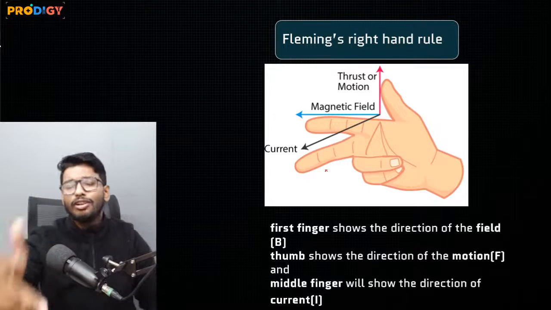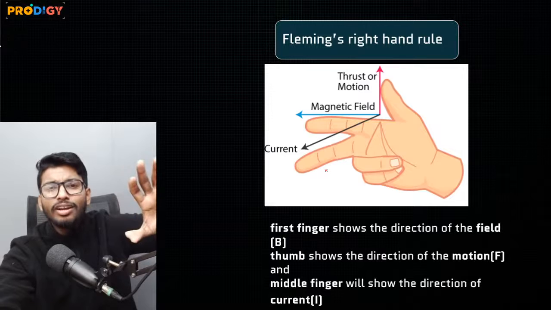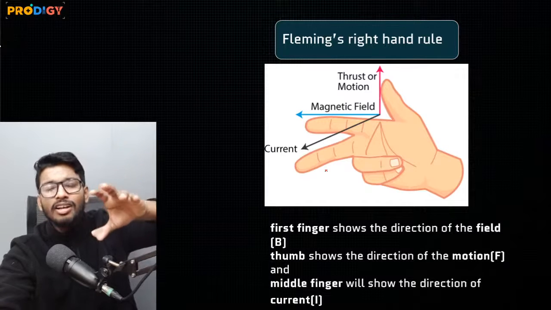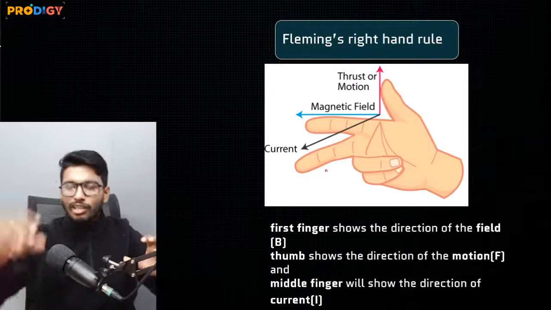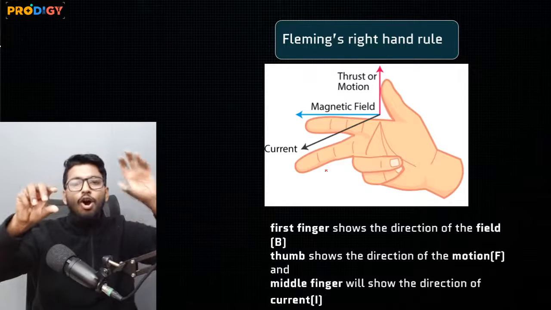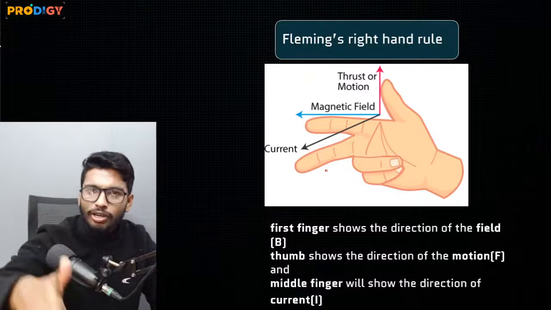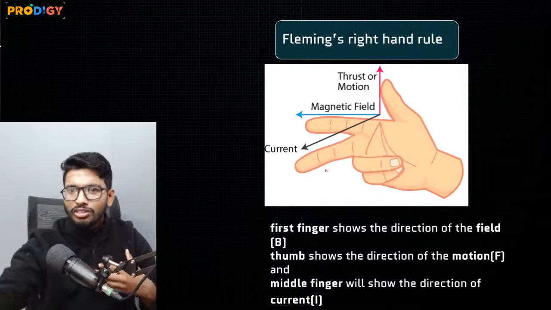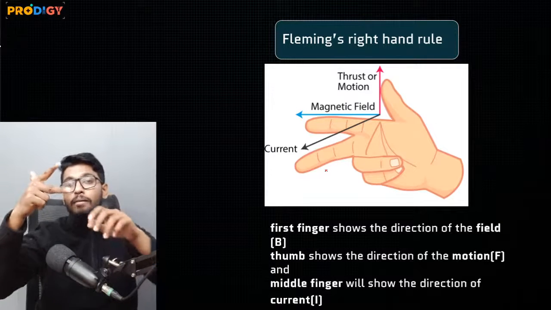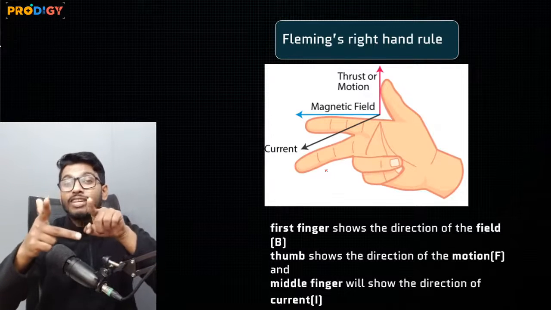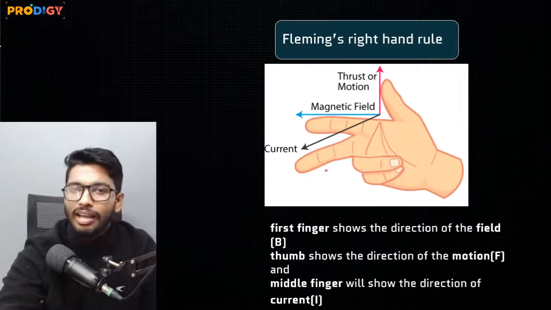Your thumb shows the direction of the thrust or the motion, the direction at which the magnetic field or the conductor is moving. Either you keep the magnet and move the conductor, or you keep the conductor constant and you move the magnet. That direction is shown by your thumb. Your index finger shows the direction of the magnetic field, and your middle finger shows the direction of the induced current.